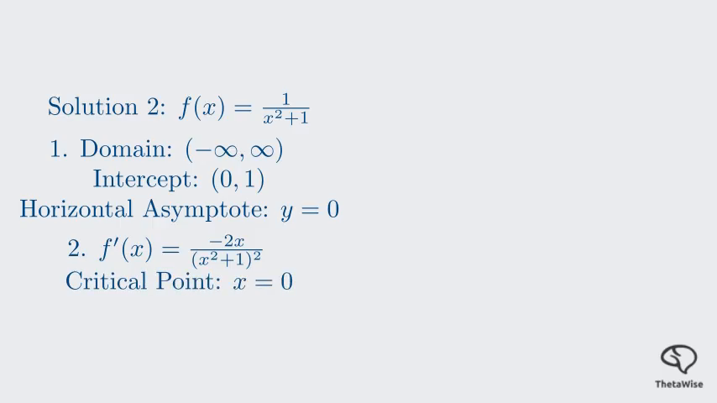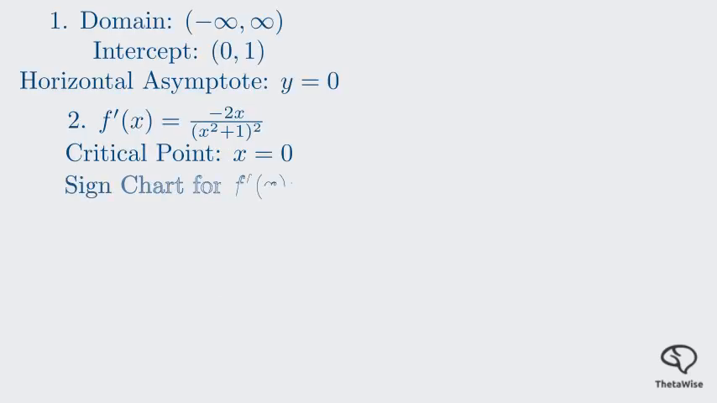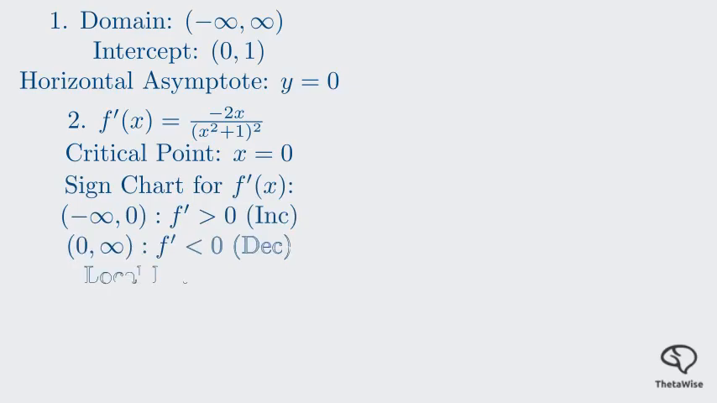The sign chart for the first derivative shows the function is increasing on (negative infinity, 0) and decreasing on (0, infinity). At x equals 0, it changes from positive to negative, so we have a local maximum at (0, 1).